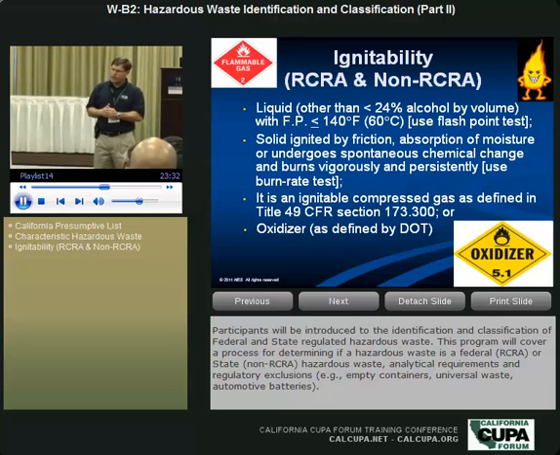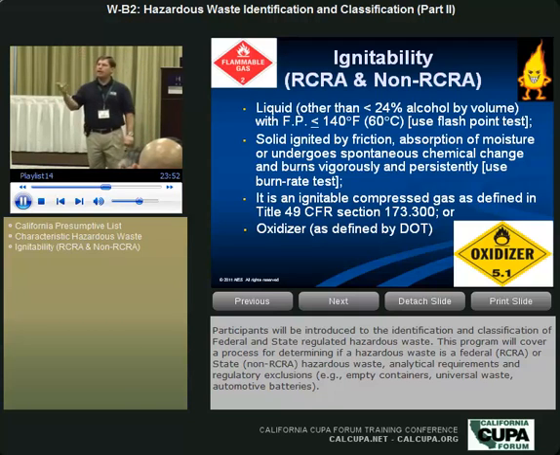Or, ready? It's an ignitable compressed gas or it's an oxidizer. So it could be actually an oxidizer, could be a liquid or a solid, and then a compressed gas. So it could be a gas, liquid, solid, or an oxidizer, which could be any physical state. And if I go to dispose of it, it's D001.